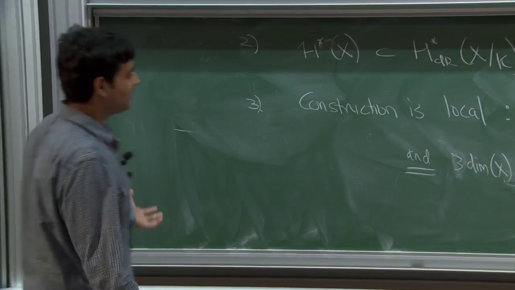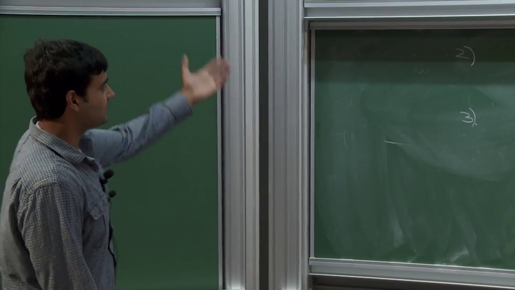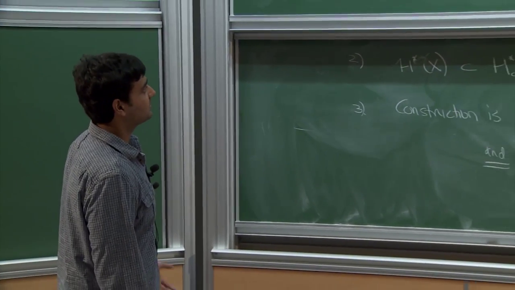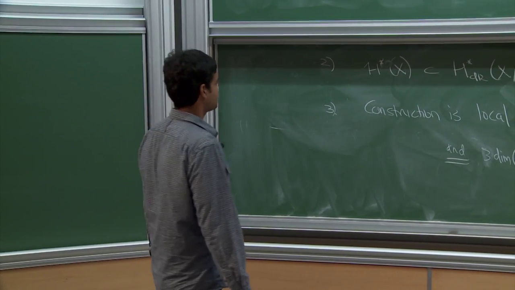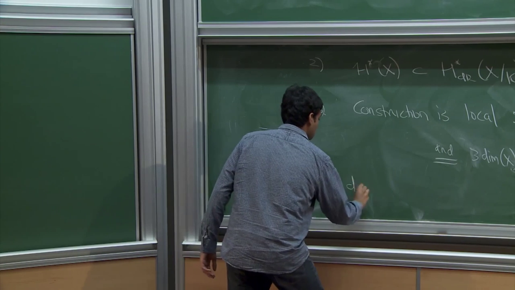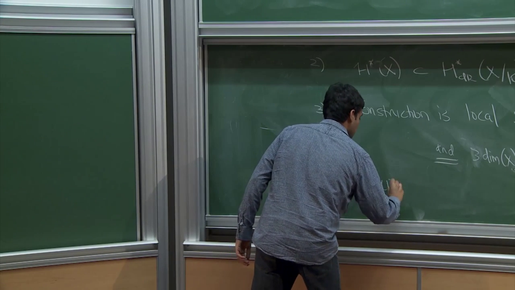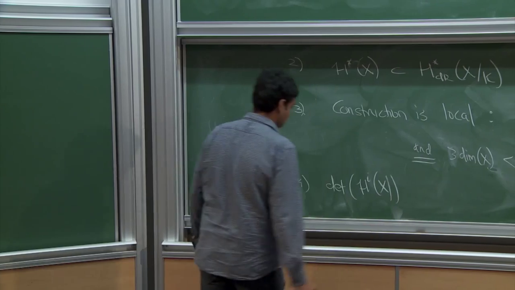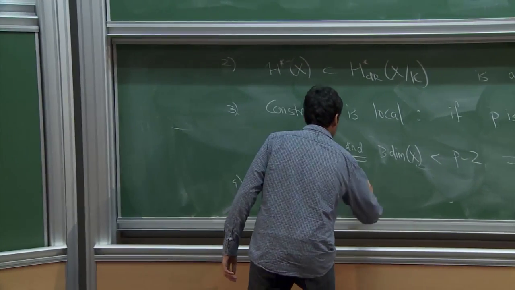But there are global questions one can ask. For example, I don't know if the determinant of this lattice is the zero ideal in the class group. I expect not, but it's somehow impossible to compute.